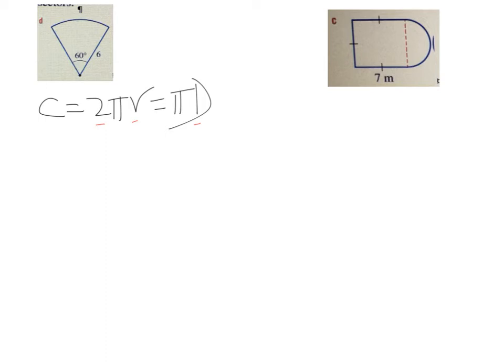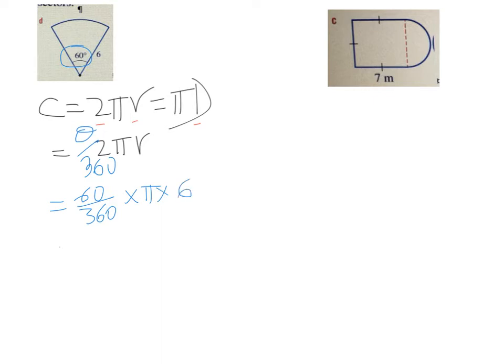We're going to say equals 2 pi r. This is the arc length, just this part here. And then because we've got 60 degrees, we know that a whole circle has 360. Theta represents the angle, so we're going to say theta over 360. Theta is 60, so 60 over 360 times 2 pi times the radius, which is 6.